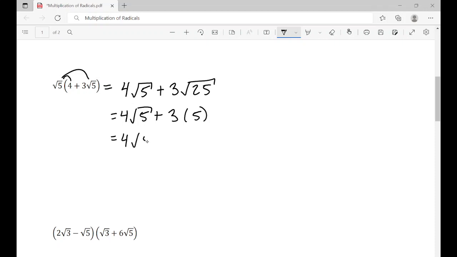So 4 root 5 plus 15, and you cannot combine these because they both don't have a square root of 5. So this is the simplified solution.